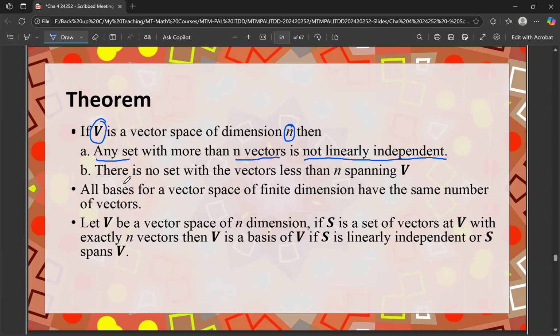And on the other hand, there is no set with fewer than n vectors spanning V.